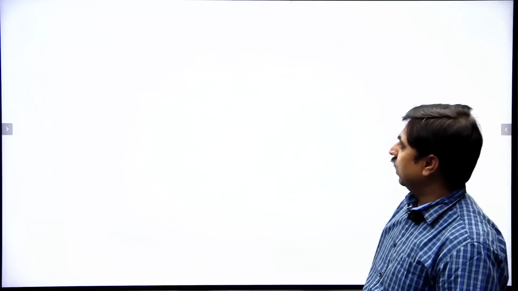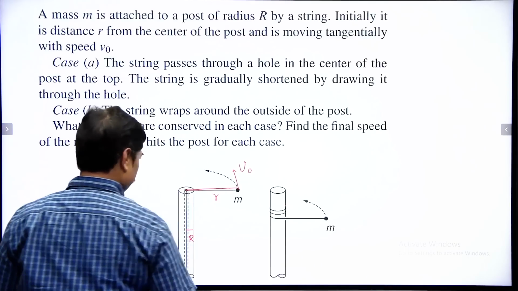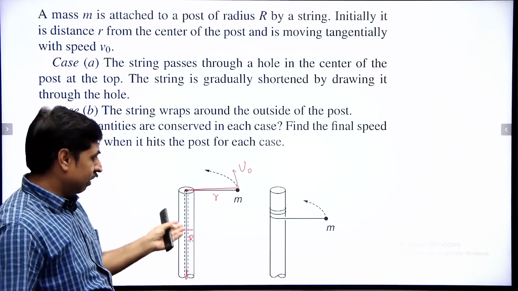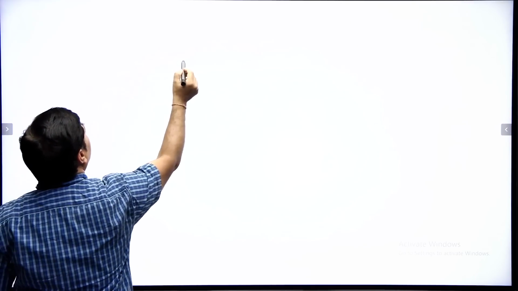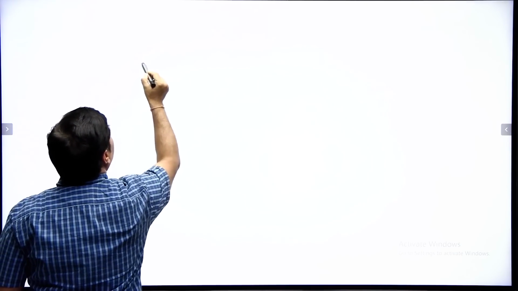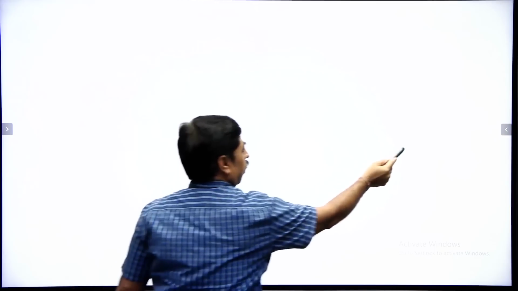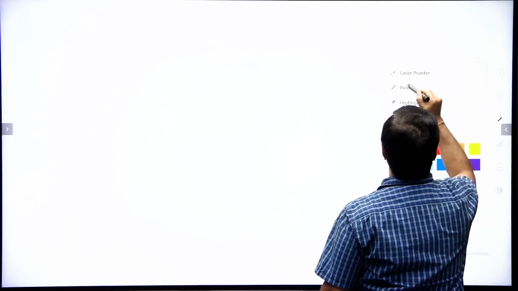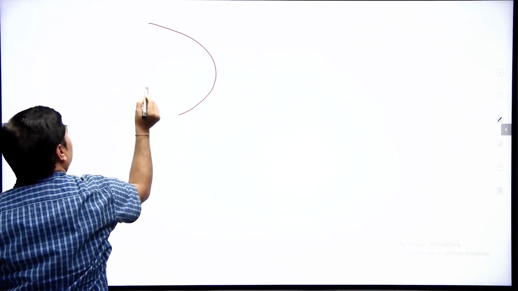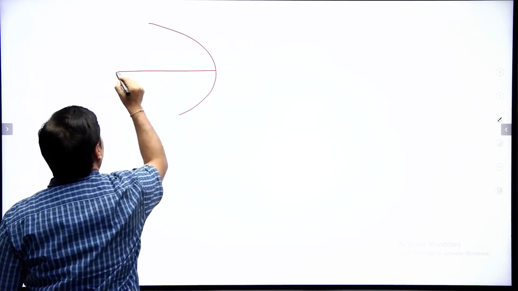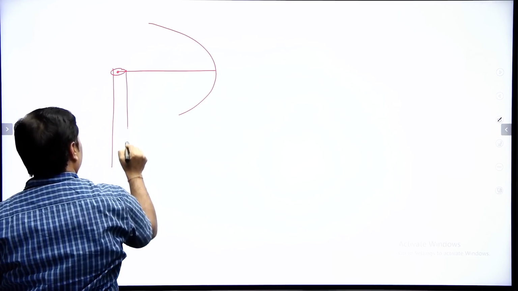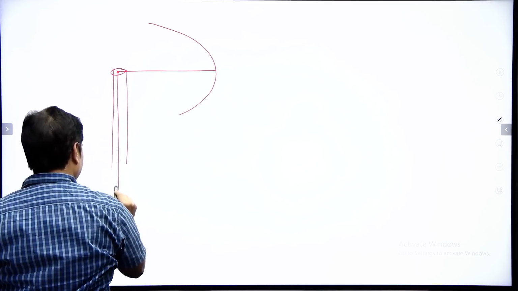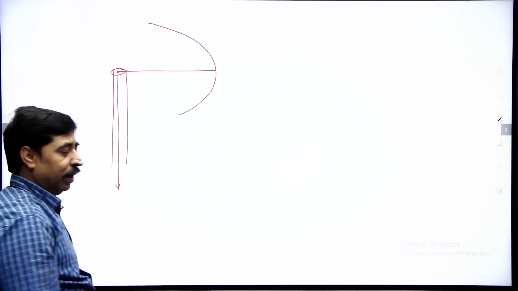Now students, I will use this diagram only. I think it is visible. Okay, I will draw a bigger one. In the first case, the mass is going in a horizontal circle like this, and you can just pull this string through this pipe. Now what will be happening?